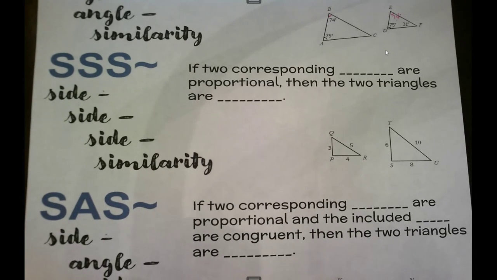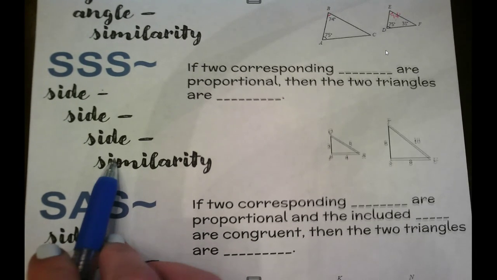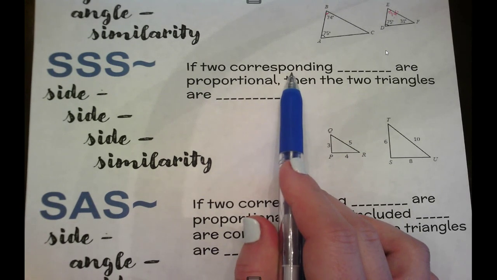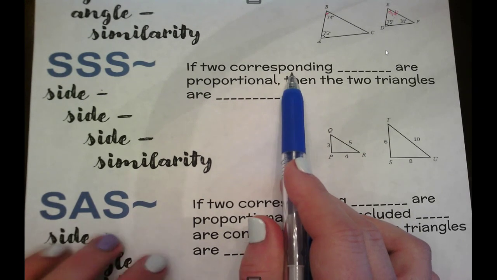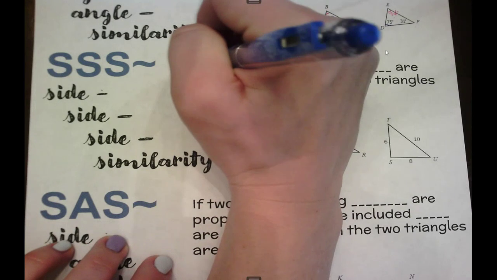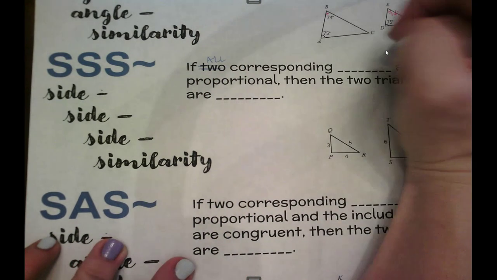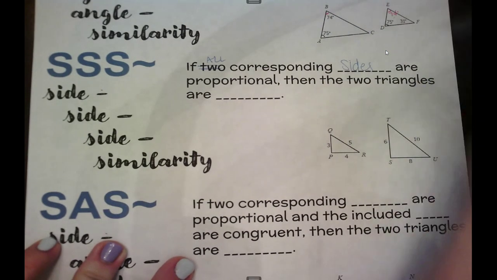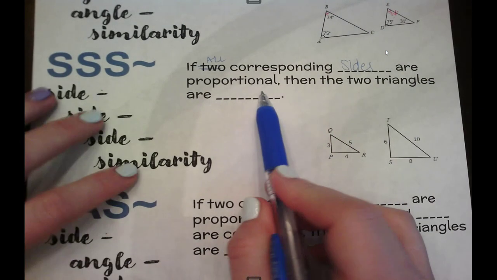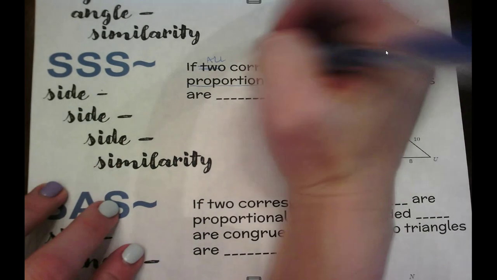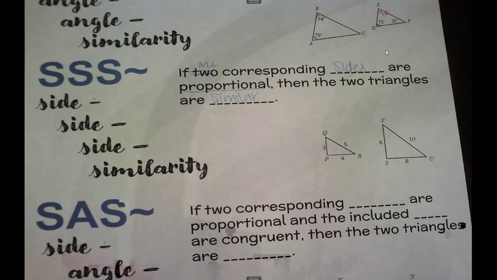All right, let's look at another one. Side. So now we're going to be on the outside. So if all corresponding sides are proportional, then the 2 triangles are similar. So remember what proportional means. So let's look at this.